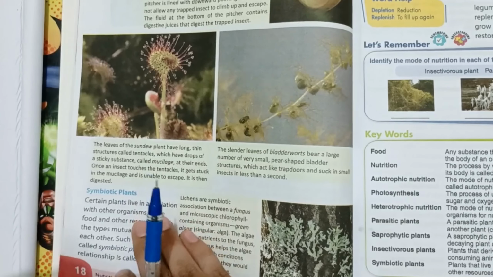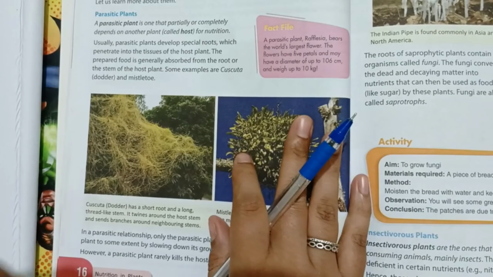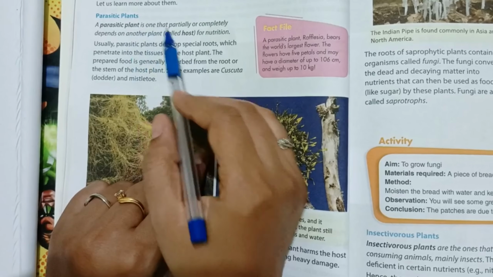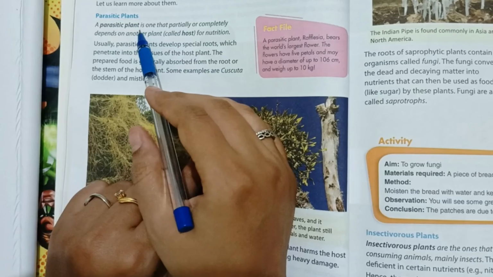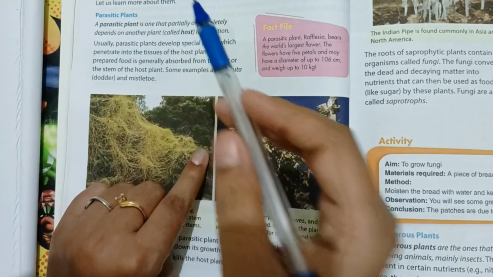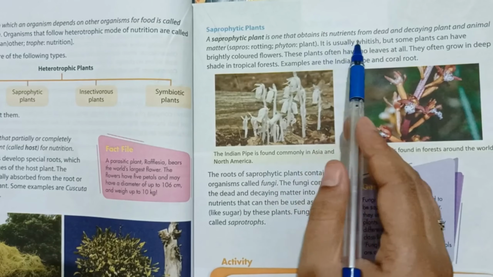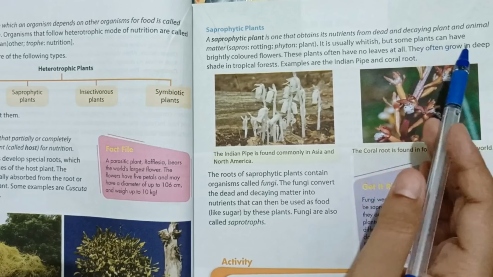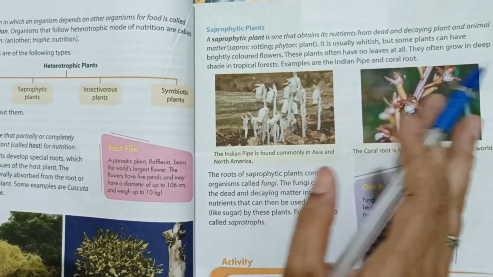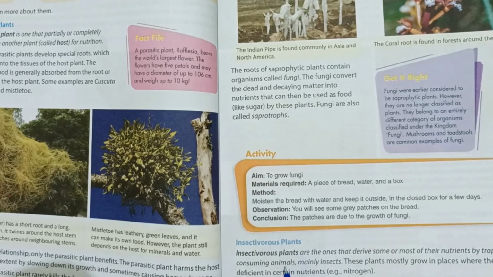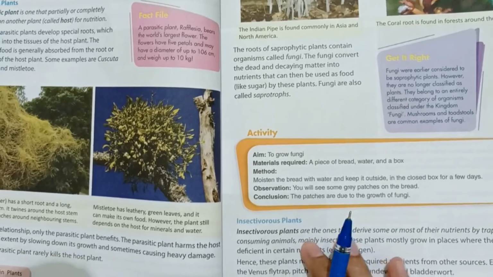So we learned about four kinds of heterotrophic plants. The first one is parasitic plants, where the host plant is getting harmed and the parasitic plant is getting benefited. Next is the saprophytic plants, where the saprophytic plant is dependent on dead and decaying plant or animal matter. Here no harm is done. And next is the insectivorous plants. Here they trap the insects for their food or for their nutrients.